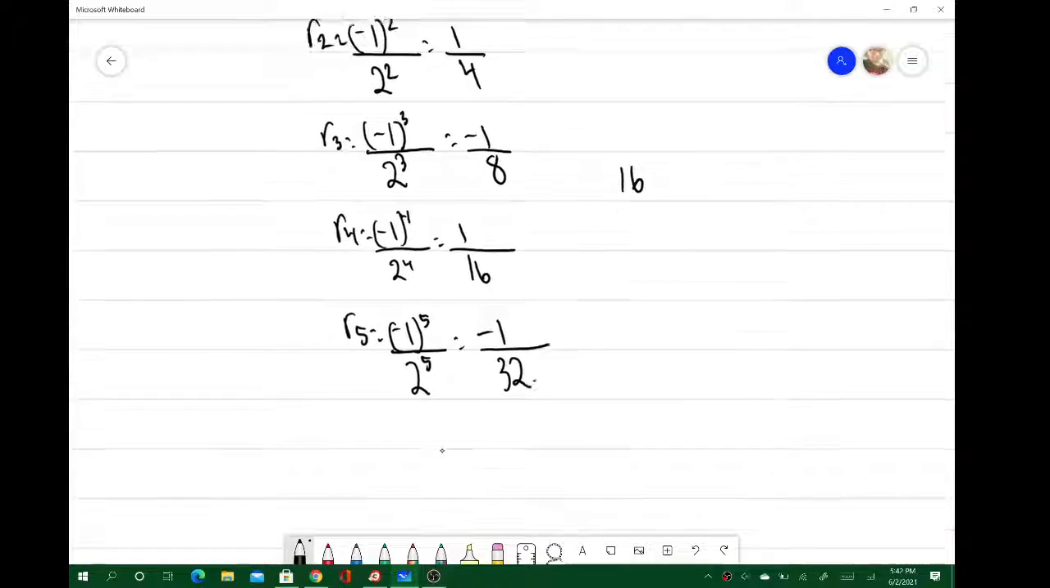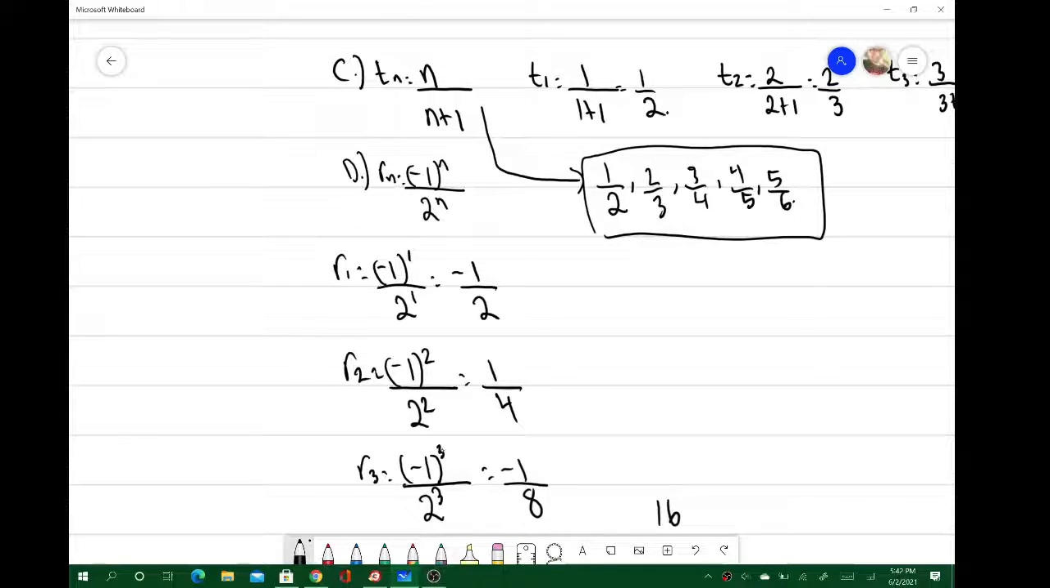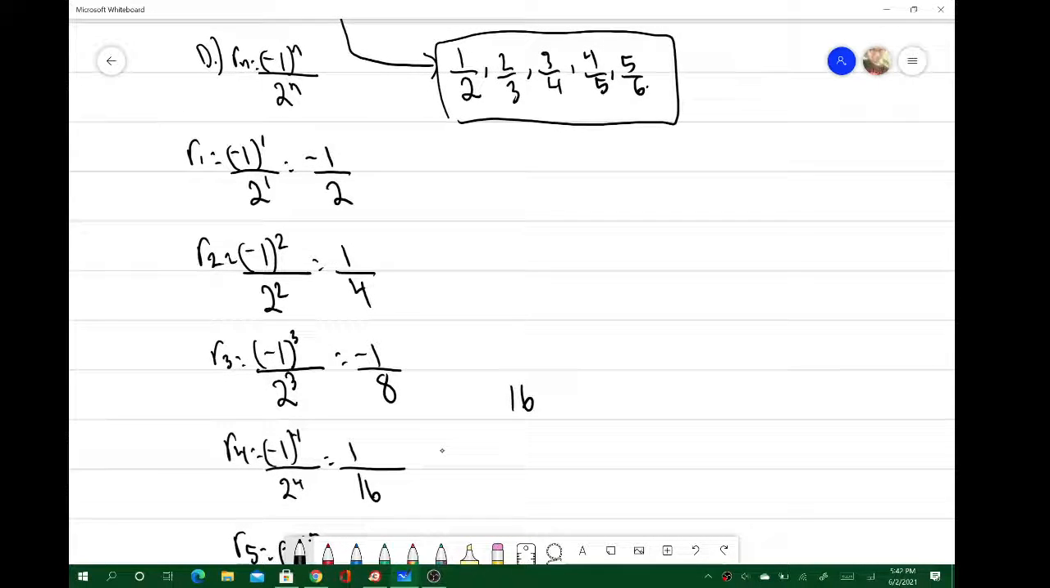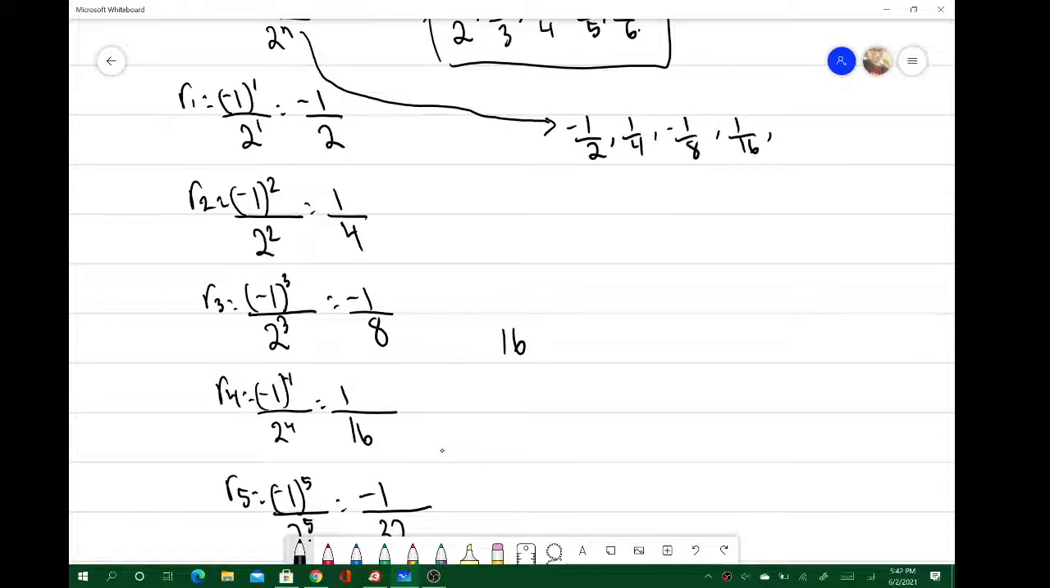So the sequence for part D would be as follows. It would be -1/2, 1/4, -1/8, 1/16, and -1 over 32. Okay.